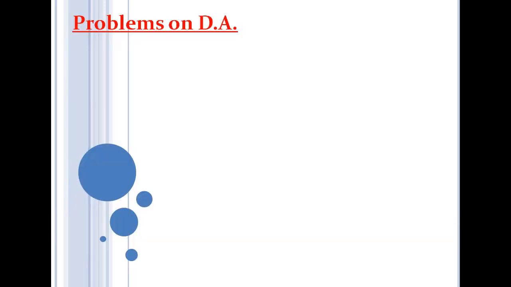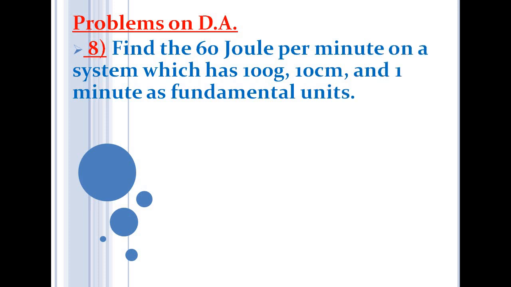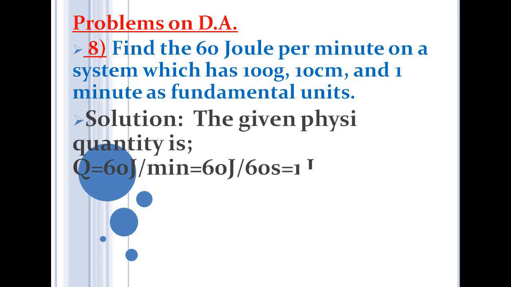Let's begin today's lecture. The first problem is 60 joule per minute on a system. We have to convert it into a new fundamental system which has 100 gram, 10 centimeter and 1 minute as fundamental units. Let's convert. How to convert 60 joule per minute? The given physical quantity here is 60 joule per minute. Convert it into joule per second. So 60 joule per minute is 1 joule per second.